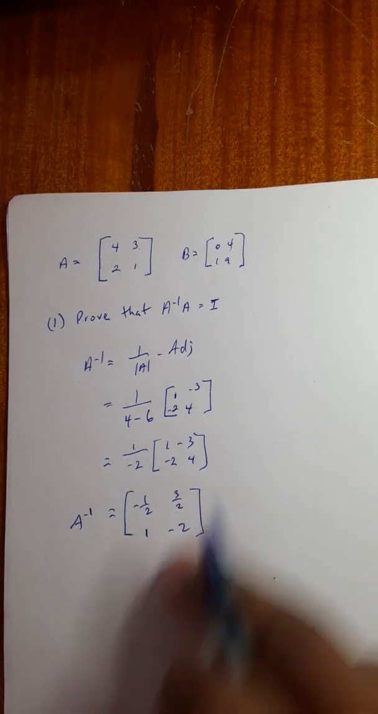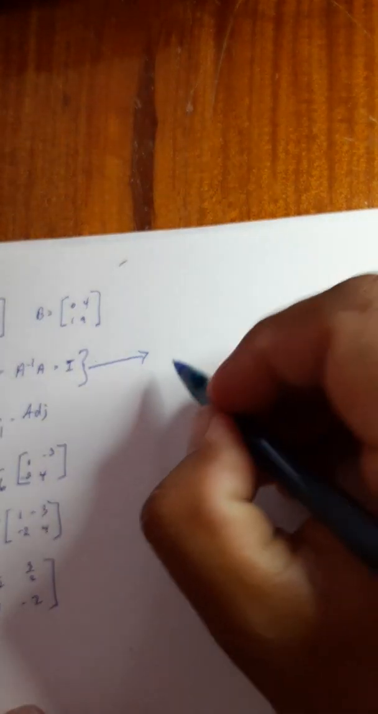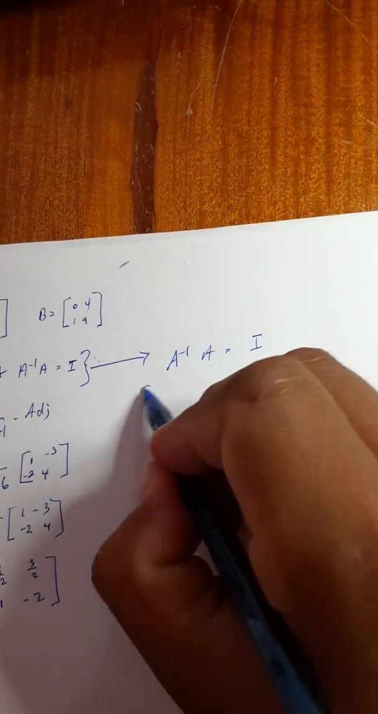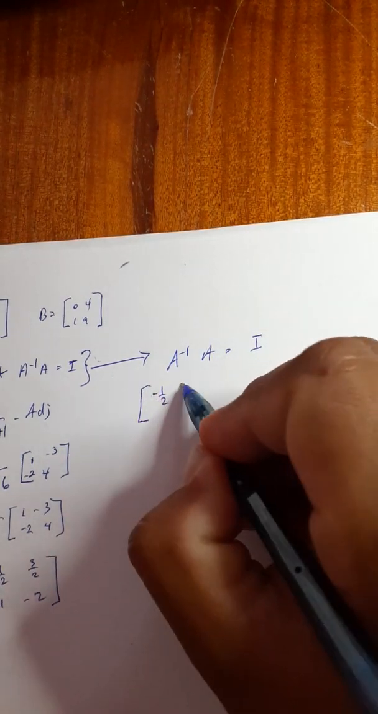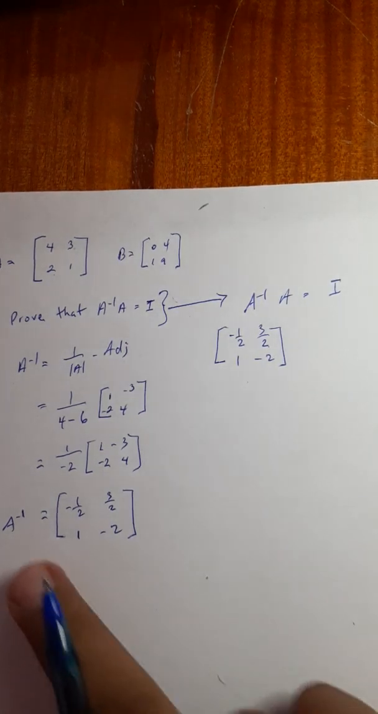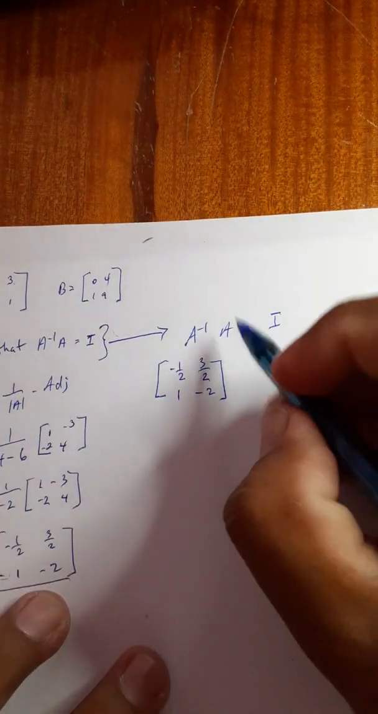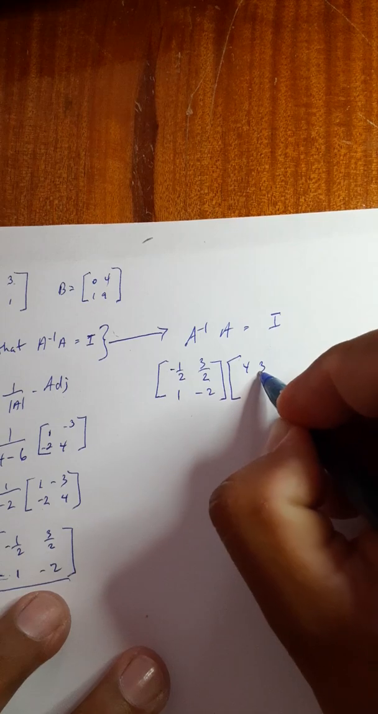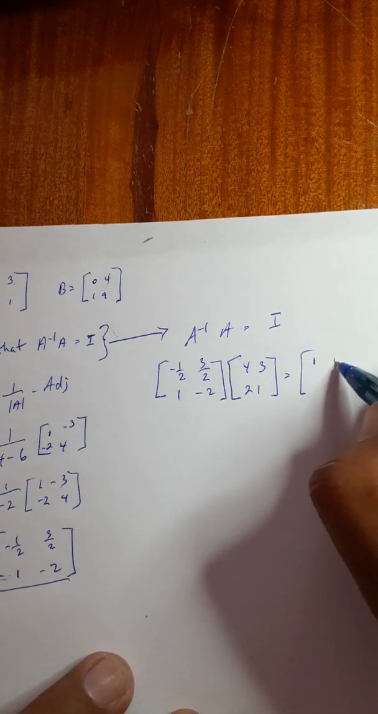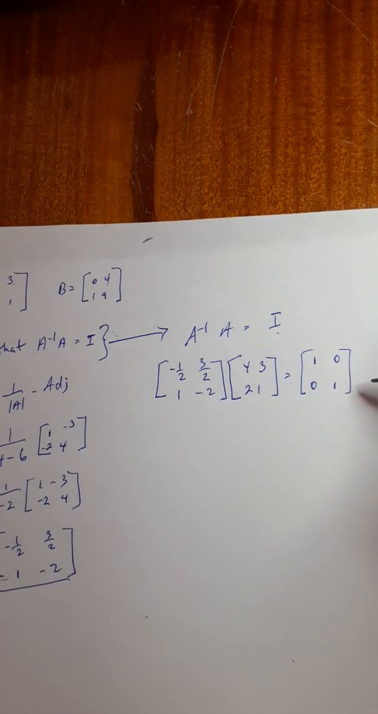Now that I have my inverse, I will use this equation and substitute it. So A inverse times A should equal I. The inverse is negative a half, 3 halves, 1 and negative 2. So that is the information we got in here. Now times A, so I will substitute A. A is 4, 3, 2, 1, and I should get the following values: 1, 0, 0, 1. So that is the I matrix of a 2 by 2 matrix.